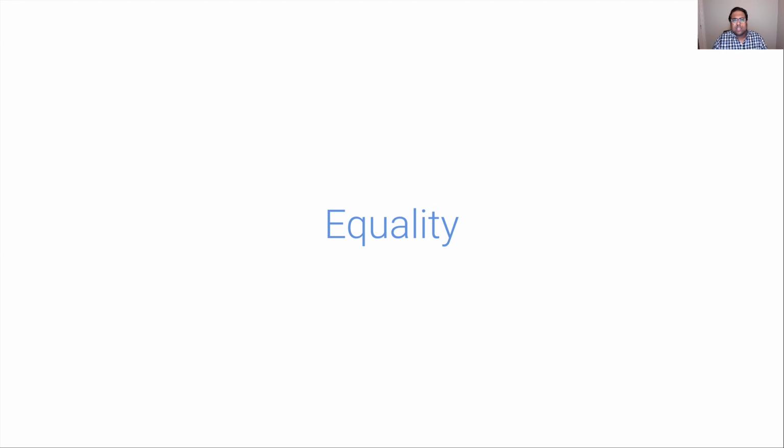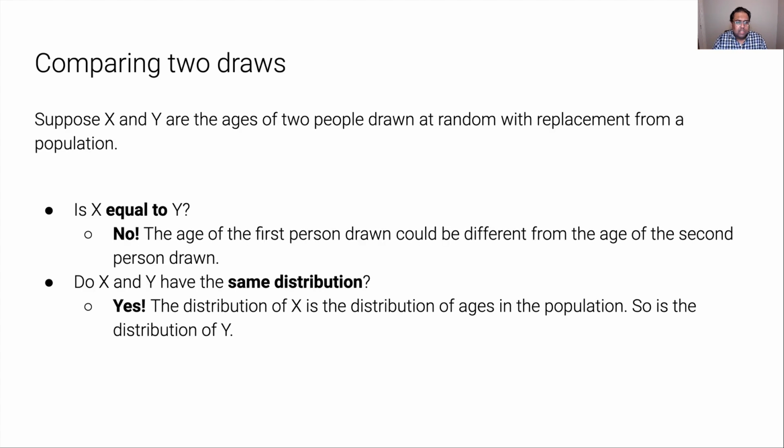There are two different ways in which random variables can be equal to one another. To show you what I mean, let's use an example. Suppose we draw two people at random with replacement from some population, and let's say X is the age of the first person and Y is the age of the second person. Both X and Y are random variables here. But is X equal to Y?